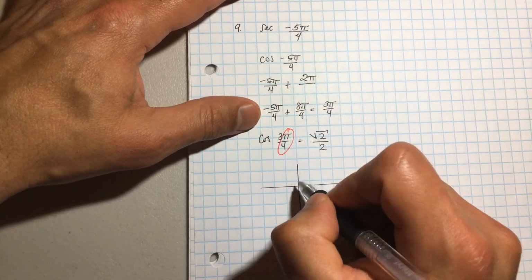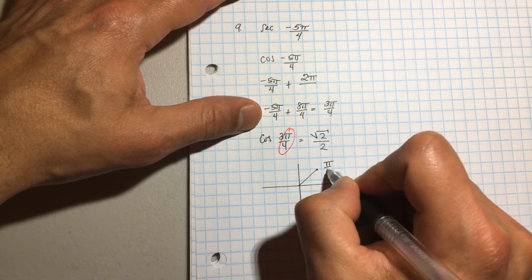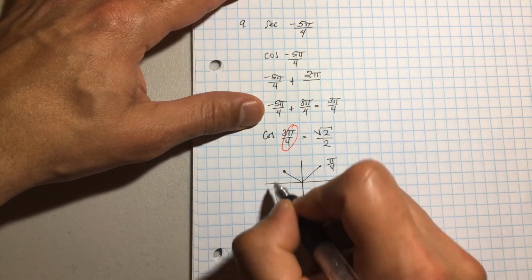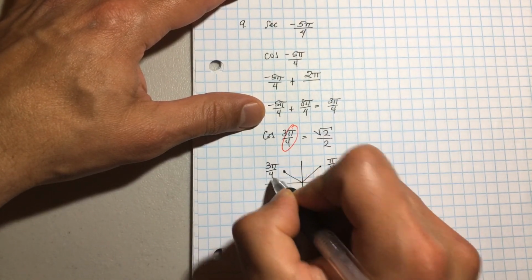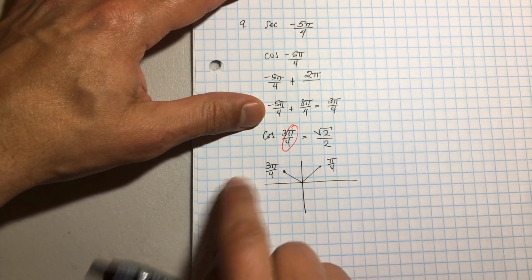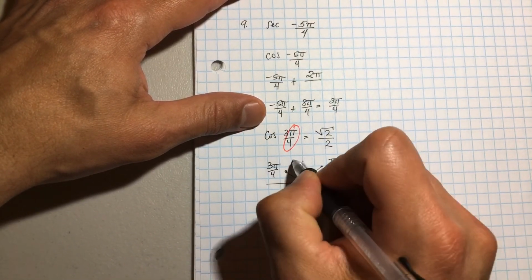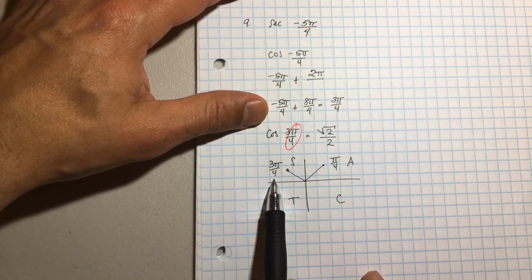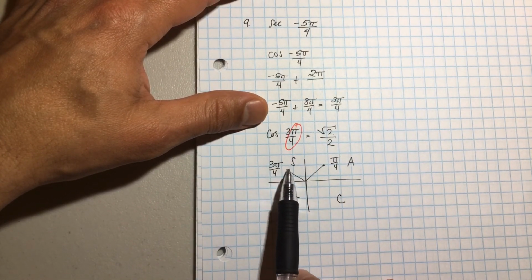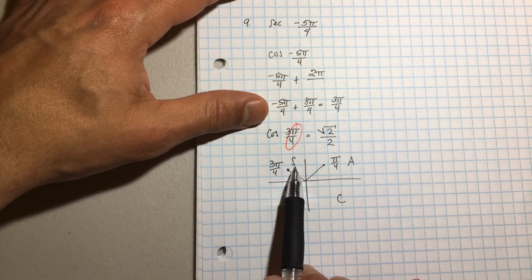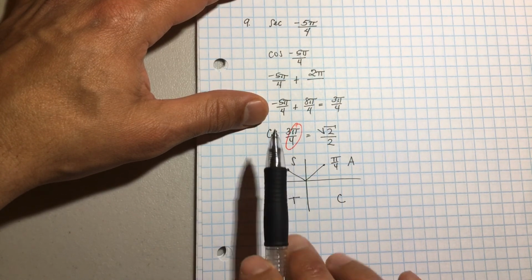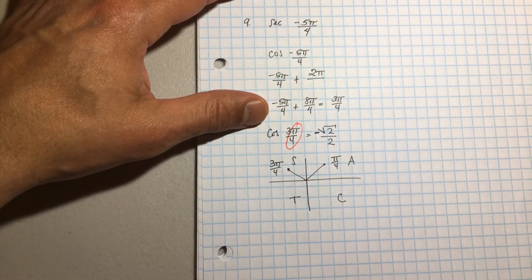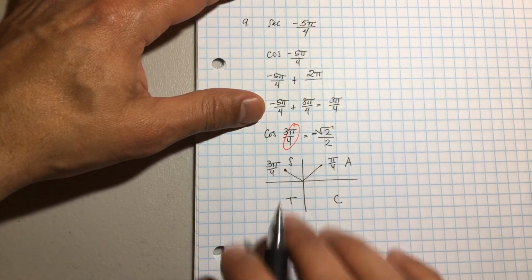Well, where is 3 pi over 4 located? Well, pi over 4 is located there. Where is 3 pi over 4? Well, if you take the 4, take away 1 from the top, that's going to give you 3 pi over 4, which is this angle to the left. And, okay, All Students Take Calculus. 3 pi over 4 is located here. Only sine is positive here. That is what? Cosine. That means it's going to be negative. So the solution would be negative.